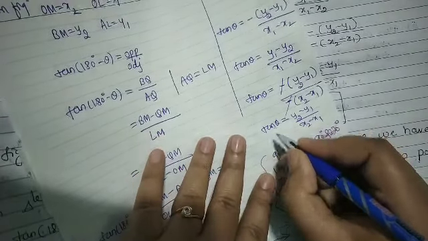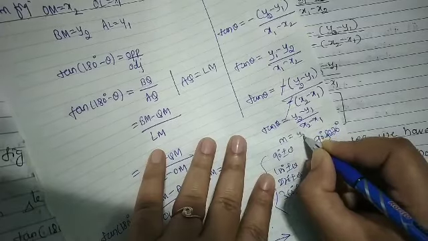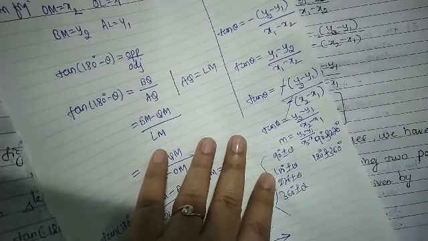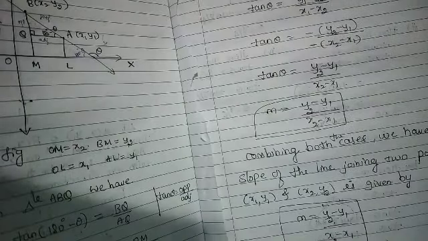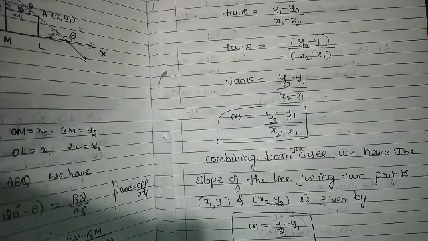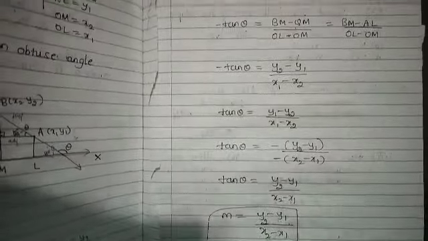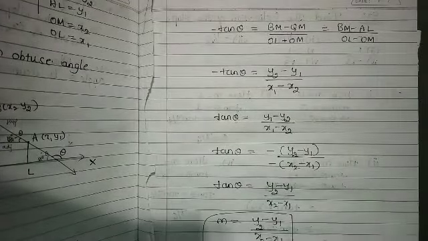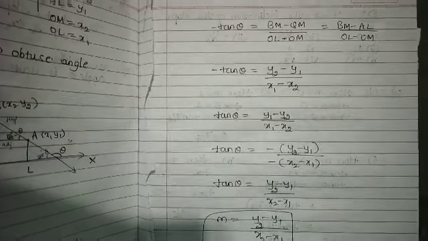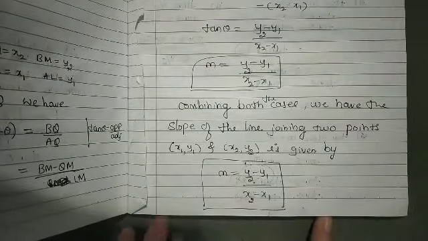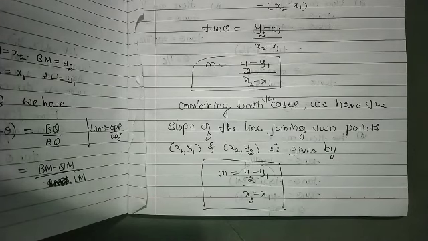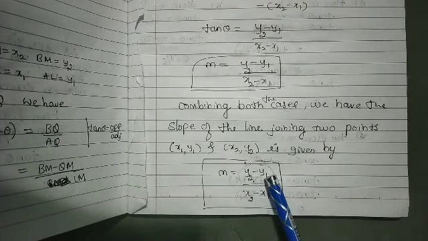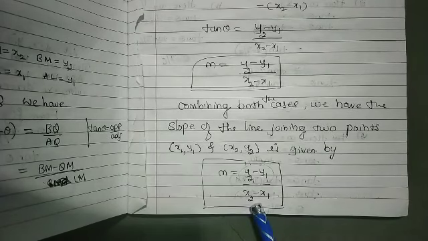So what is tan theta? Tan theta is m. Therefore m is equal to y2 minus y1 by x2 minus x1. So the slope of a line joining 2 points is m equals y2 minus y1 by x2 minus x1. Combining both cases, we have the same result: the slope of a line joining 2 points x1 y1 and x2 y2 is given by m equal to y2 minus y1 by x2 minus x1, nothing but the difference of y coordinates divided by the difference of x coordinates.